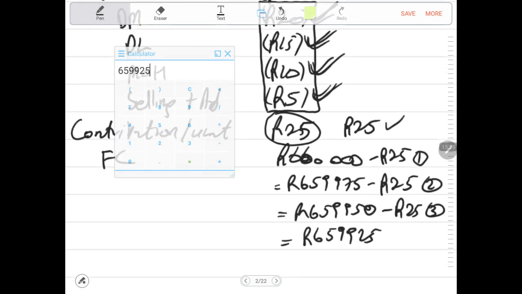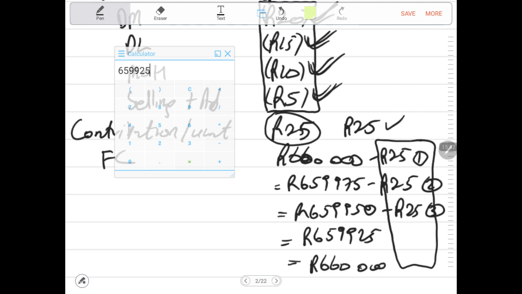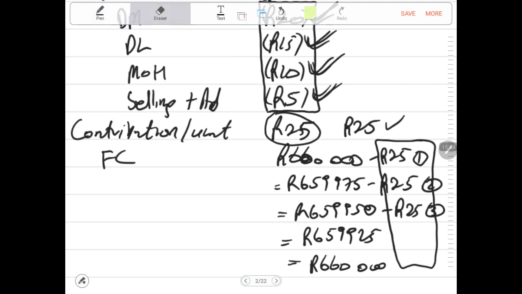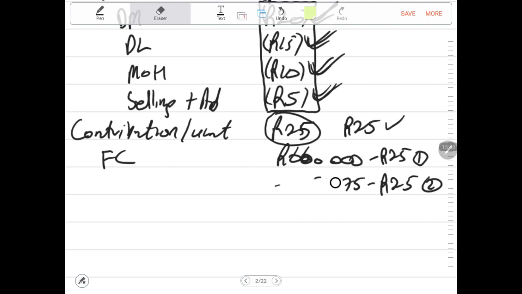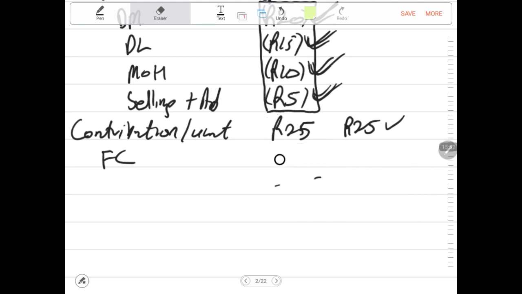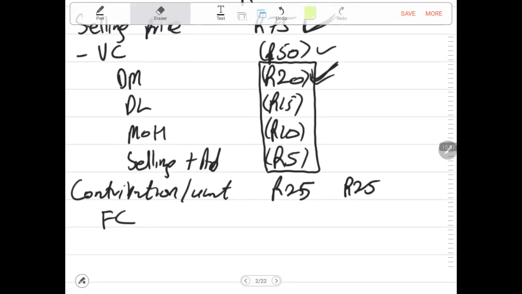That is why I'm saying to you, immediately when this total contribution equals our fixed cost, meaning equal to that 660,000, we are at the break-even point. I'm rushing to something I should not be rushing to, but this is very important to understand contribution. What does it mean when you say contribution per unit? What are we contributing to what? I hope I made myself quite clear on that. So now we do have our contribution as 25 rand.